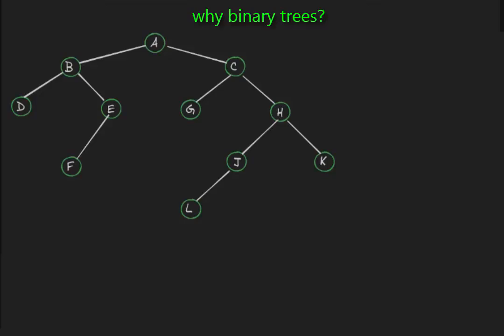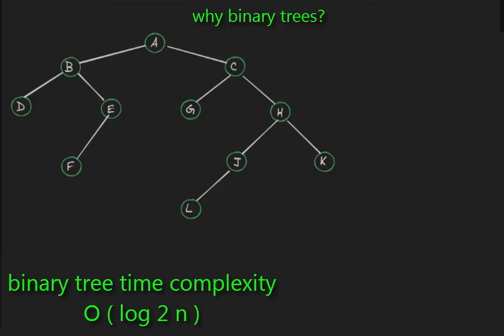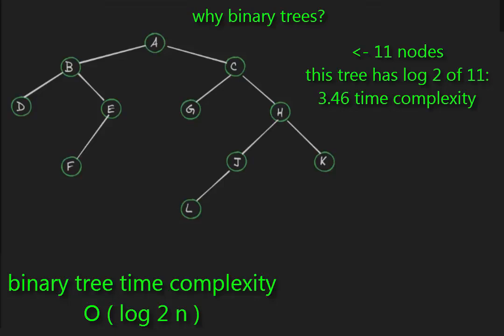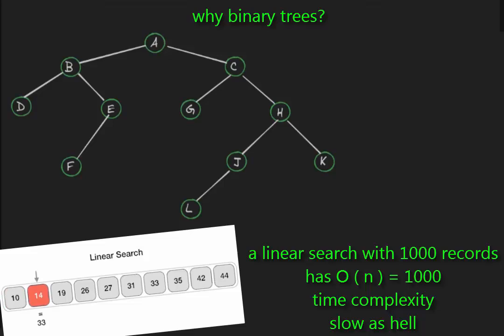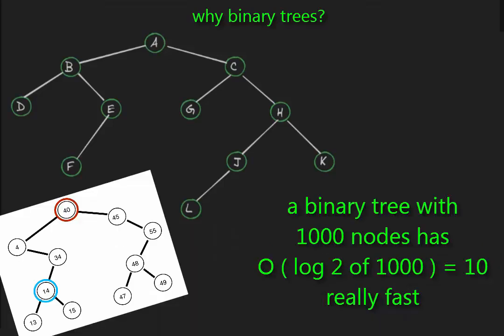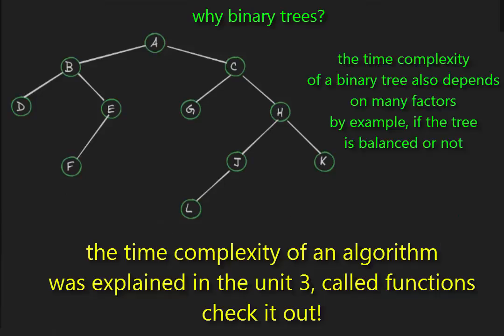Now, the reason why binary trees are used is efficiency, as usual. The time complexity of a binary tree is the logarithm in base 2 of n, where n is the number of nodes. For example, a linear search for a specific record among 1,000 records has 1,000 time complexity. On the other hand, a binary tree time complexity is the logarithm in base 2 of 1,000. This equals 10, 100 times faster. Most database engines use binary trees to arrange data.